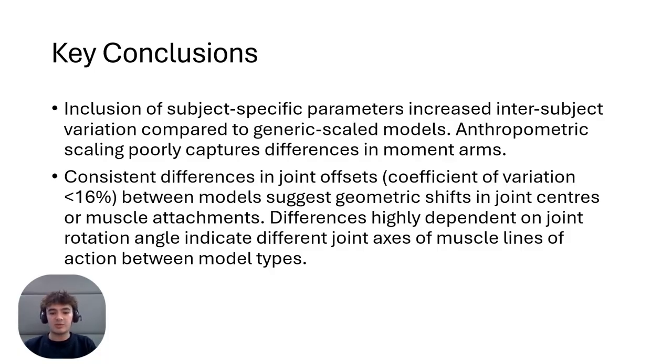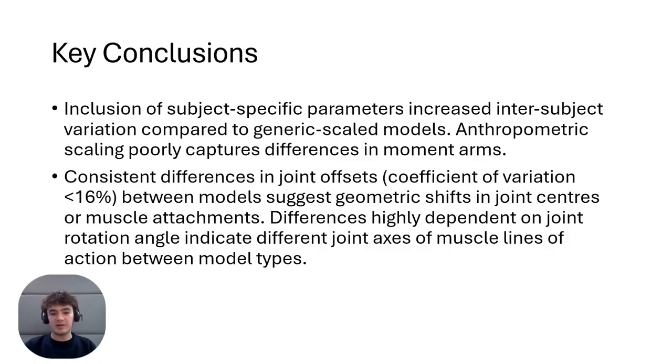Significant differences in muscle moment arm profiles were identified across various muscles and motions when comparing generic scaled to subject-specific models. Some comparisons exhibited relatively consistent differences with low coefficients of variation, which suggests geometric shifts in joint center of rotation or muscle attachment locations, while others exhibited differences highly dependent on the joint rotation angle, indicating that there were different joint axes or muscle lines of action between these model types.